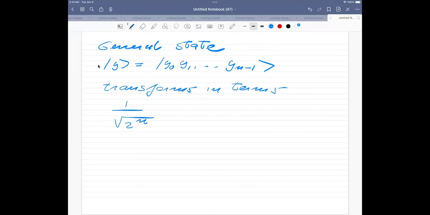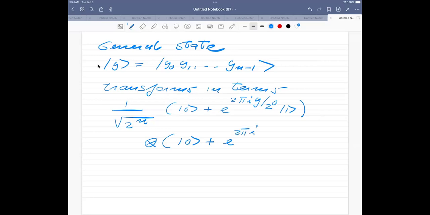tensor products. So what we would get then would be something like a 0 plus e of 2 pi i, and then I have this y value here, divided by 2 to the power of 0, multiplied with 1, tensor product with, I'm a little bit fed up of writing all these tensor products, I have to confess that. And this goes on all the way here. So it's now pretty common to rewrite.